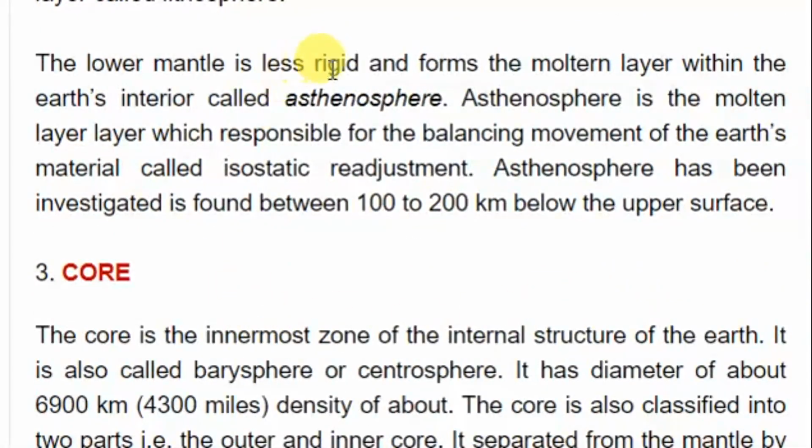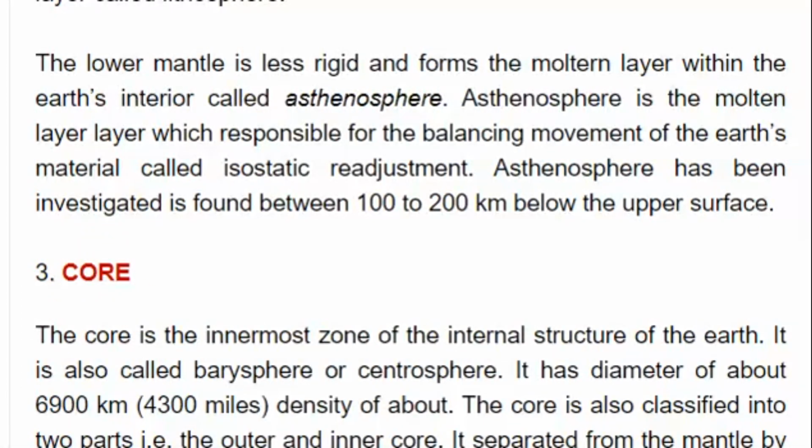The lower mantle is less rigid and forms the molten layer within the Earth's interior called asthenosphere. The asthenosphere is the molten layer which is responsible for balancing the movement of the Earth's materials, called isostatic readjustment.